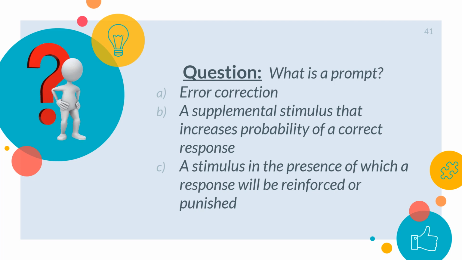On your homework sheet, fill in the following question. What is a prompt? And then read through the multiple choice possibilities to determine which one is the correct response. Is it A, error correction, B, a supplemental stimulus that increases the probability of a correct response, or C, a stimulus in the presence of which a response will be reinforced or punished? Again, on your homework sheet, you only have to fill in the following question. What is a prompt?